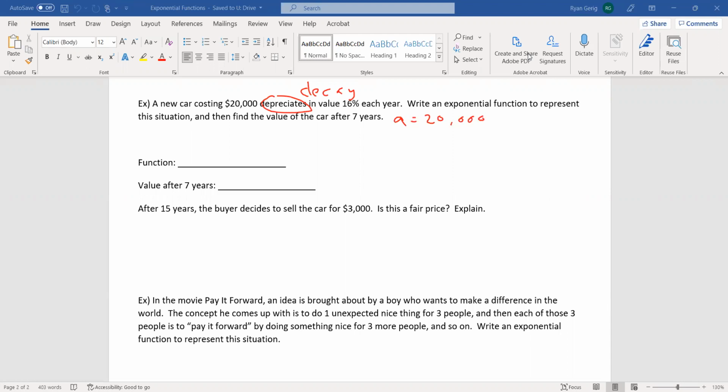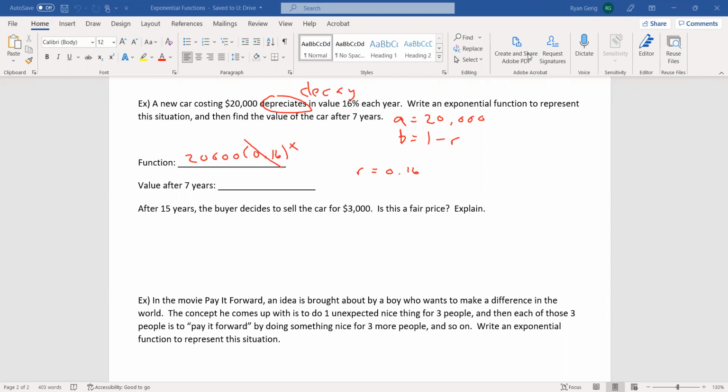Like I said, pretty easy to identify. The B value is a little trickier. So with it being decay, it's 1 minus R. The rate is 16%, right? So R equals 16%, which is 0.16. Okay, a lot of people will take 0.16 and put it in. They'll say 20,000 times 0.16 to the X. Don't do that. That's not B, that's just the rate, 16%.